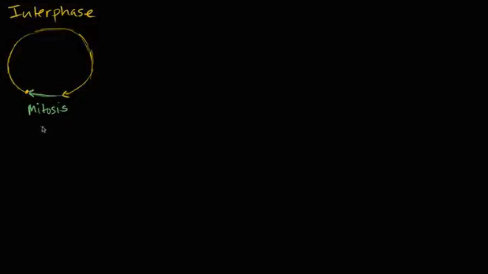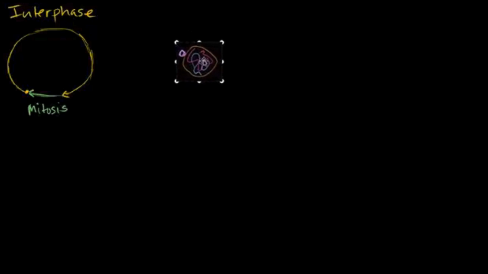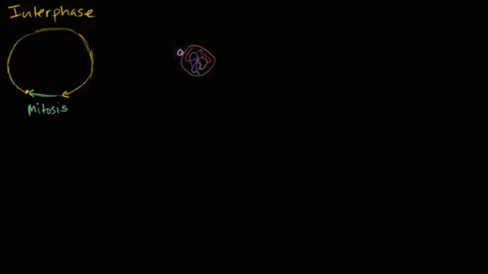And to do that, let's draw ourselves a cell. So let me copy and paste. I did that just to save time. So let's say this is a cell. In green, I have its cell membrane. Inside of that, of course, you have all of the cytosol. And then in this orangish color, I have the nuclear membrane that defines the nucleus. And then inside of that, I have the DNA.